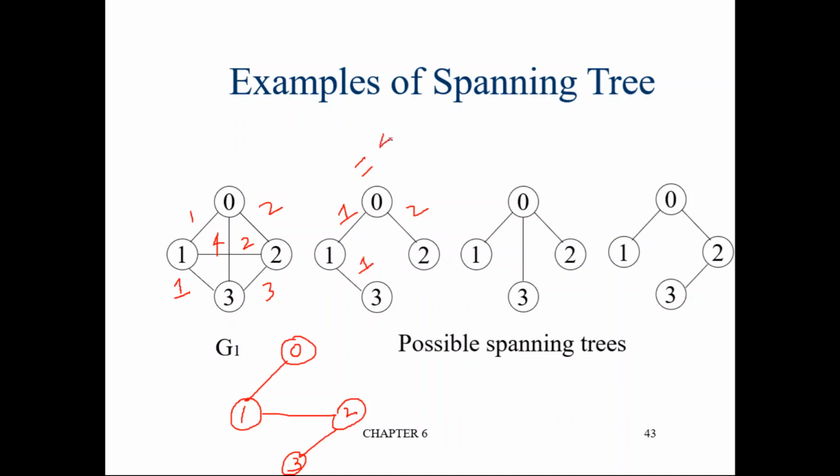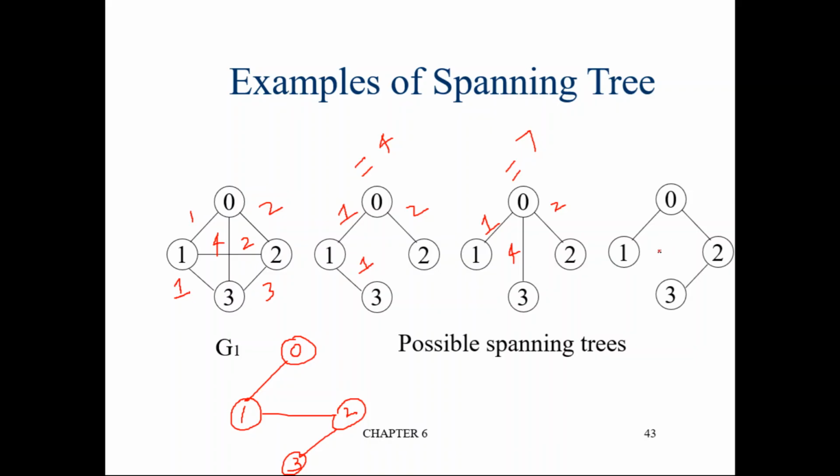If you take this spanning tree, 0 to 1 is 1, 0 to 3 is 4, and 0 to 2 is 2. So what is this cost? 4 plus 1, 5. 5 plus 2, 7. The cost of this spanning tree is 7.